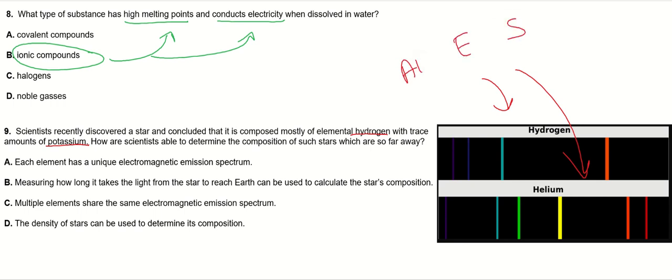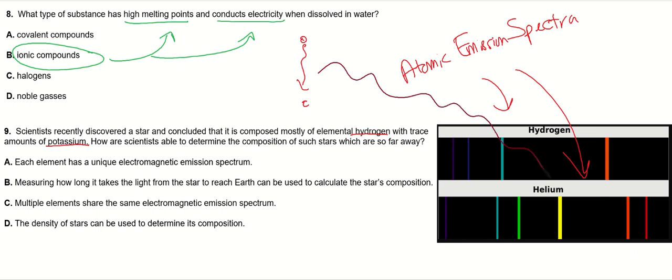Atomic emission spectra. Right, and that's because they all have a unique number of electron and proton combination, making those electron transitions unique. So that's going to produce a light unique to helium and potassium and hydrogen. So each element has a unique.